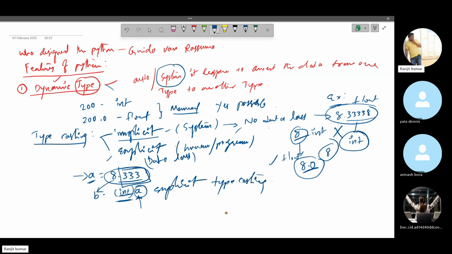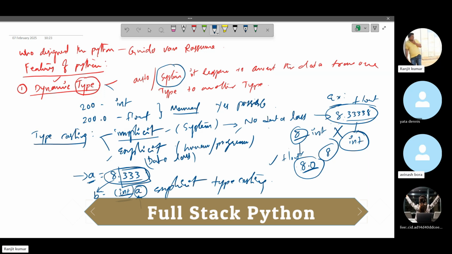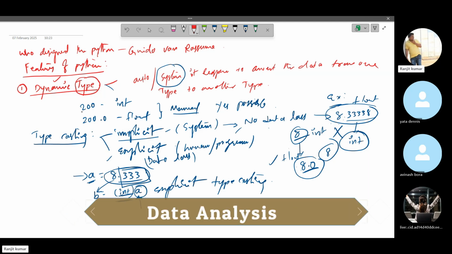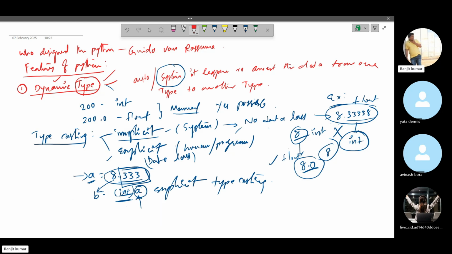This is very important that we need to understand. These are the types of data conversion. Yes, very good, wonderful. So the first and foremost feature of Python is dynamic typing. Is there any other feature?